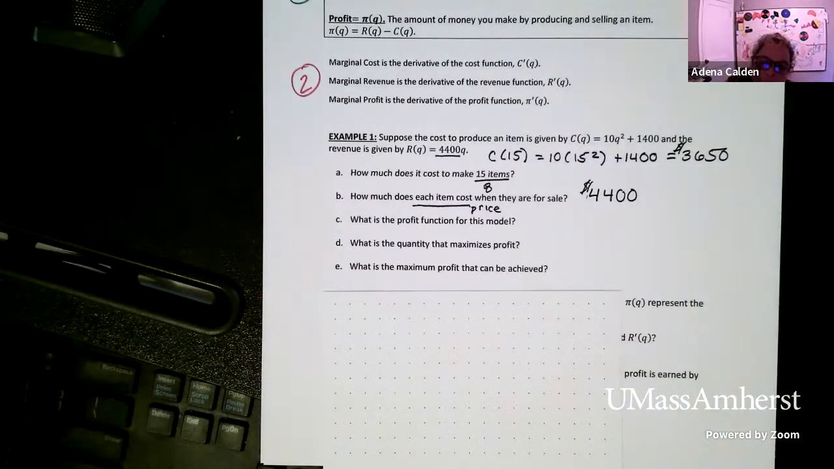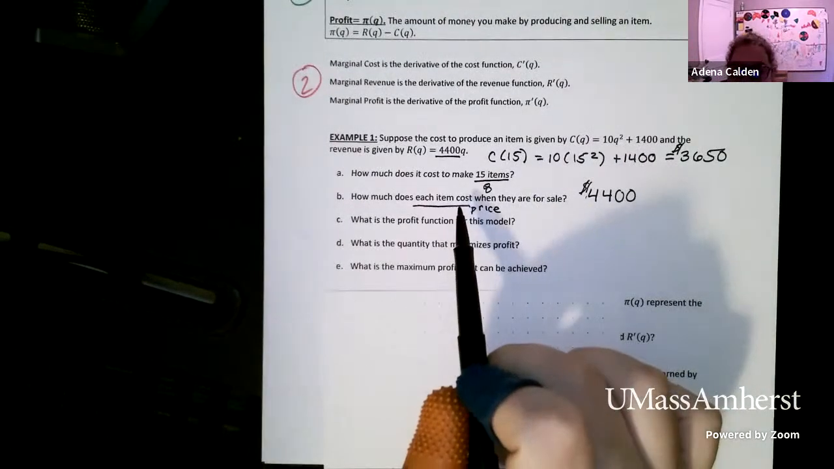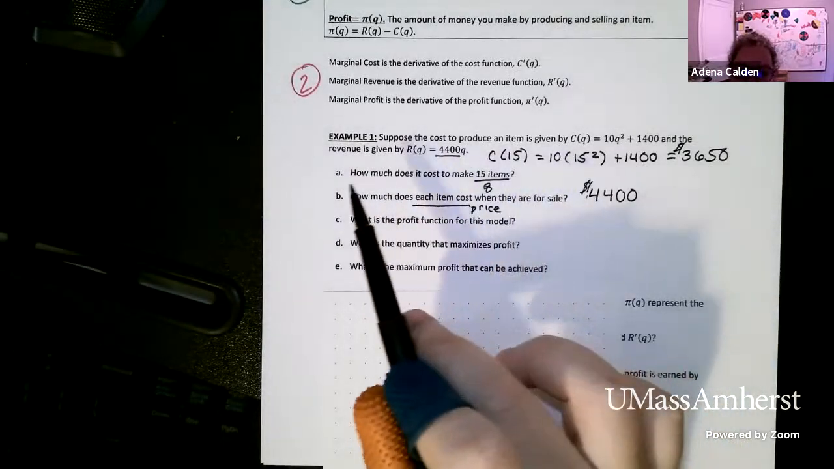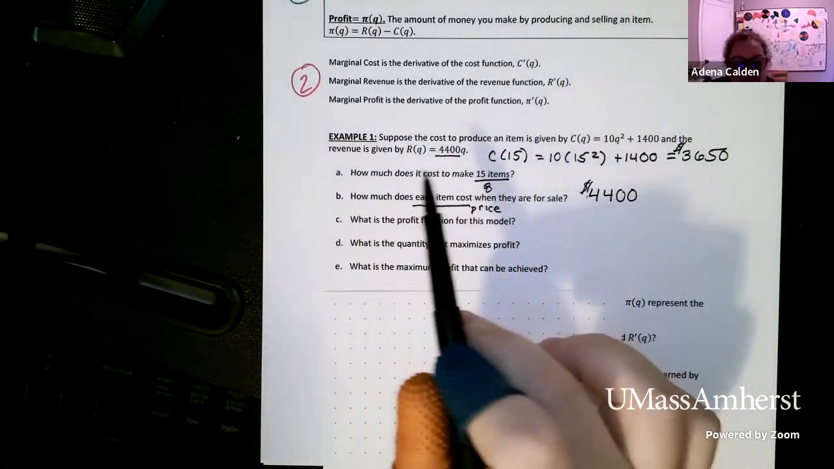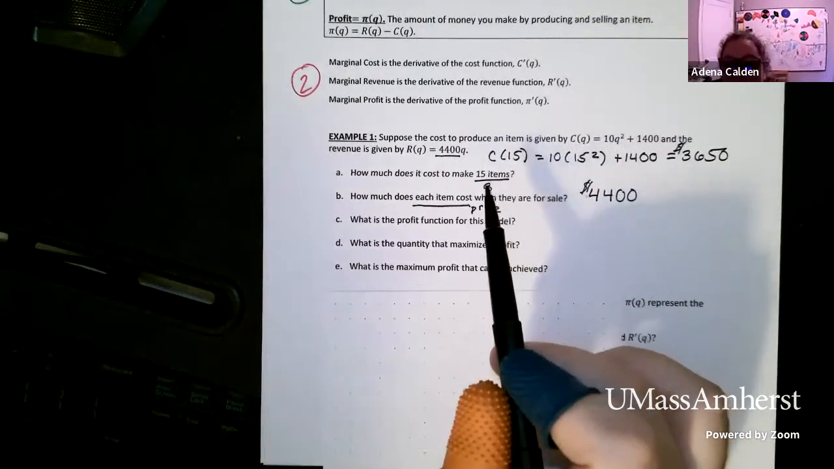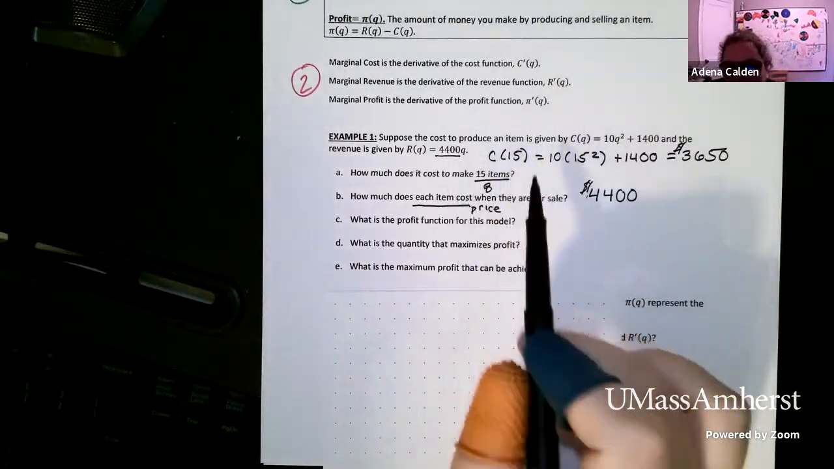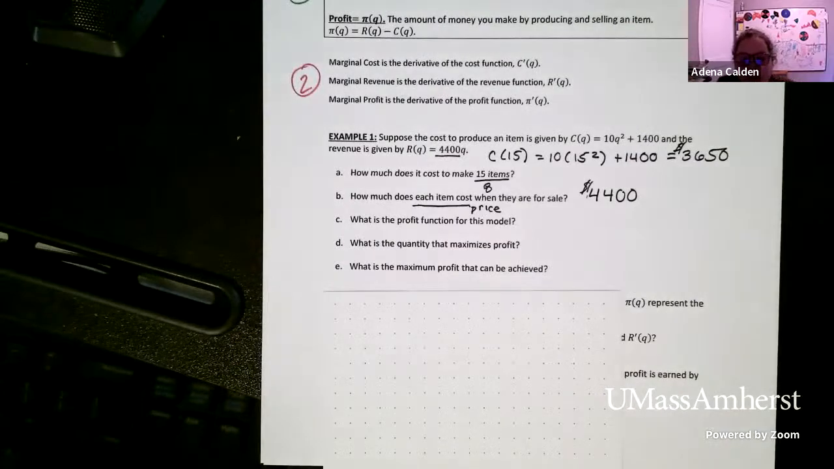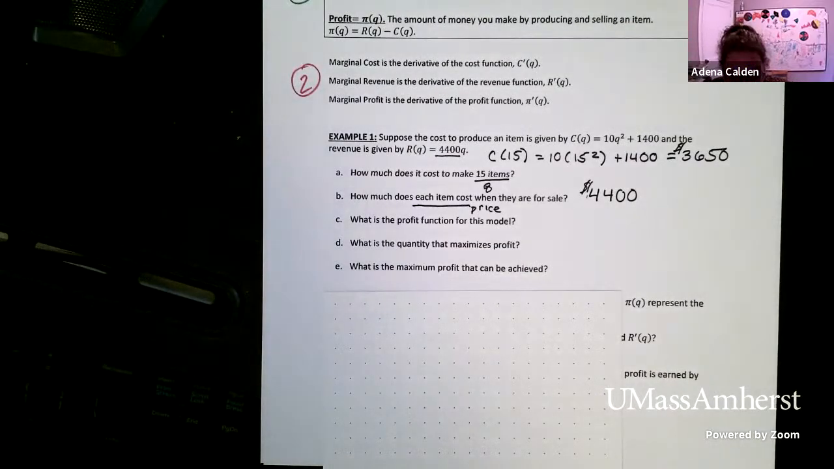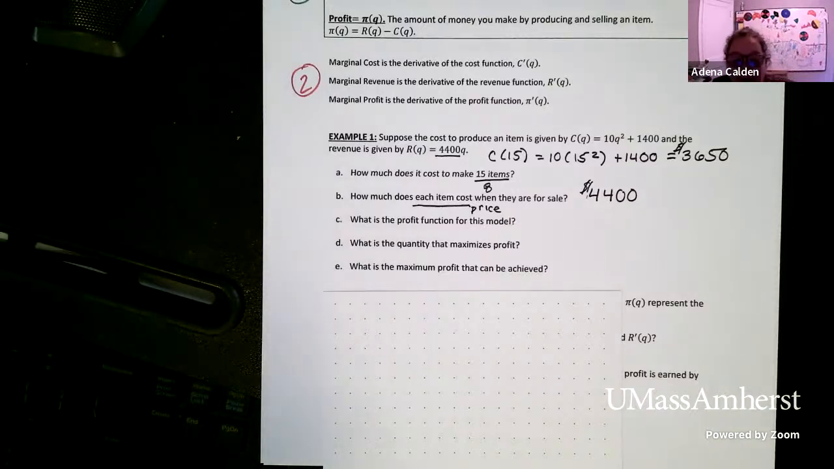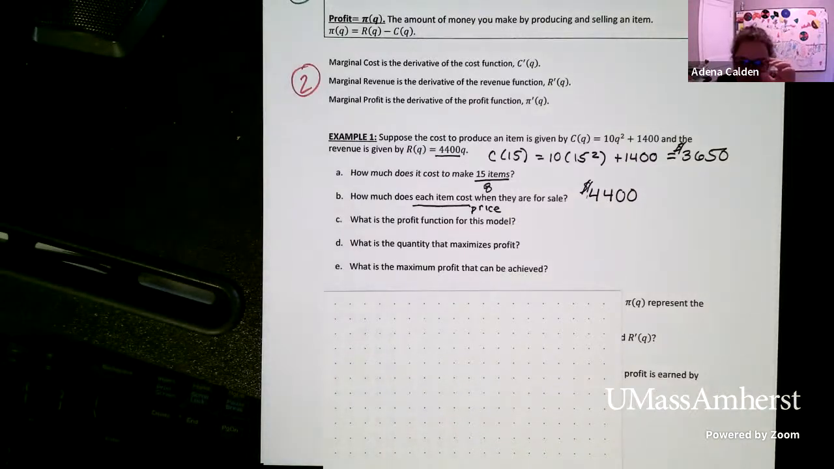So don't get super tripped up on the fact that it says cost. You really just have to sort of think about what the question's asking, and use the correct equation accordingly. Okay, so that one's a little tricky with the wording because it does say cost, but we're really talking about the price here. Okay, so now part C, what is the profit function for this model?